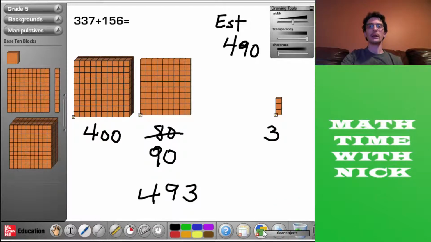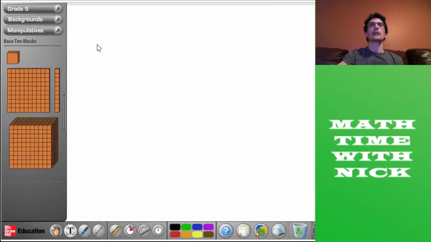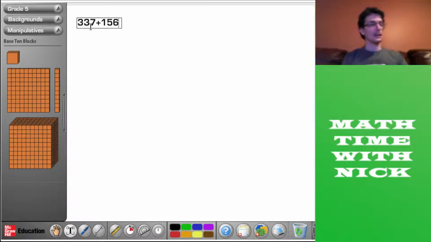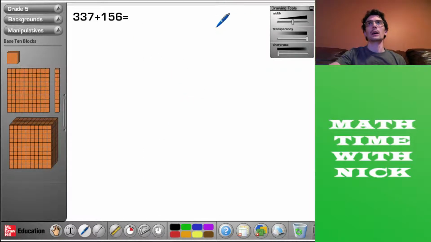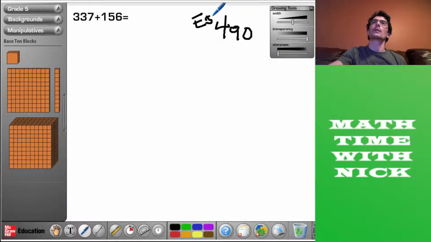Now I'm going to clear everything and we're going to get set up quickly again. So I'm going to type in 337 plus 556 equals, and we're going to make that a little bit bigger so it's easier to see. And we already know our estimate. So our estimate was still 490. Sorry for the bad spelling again.